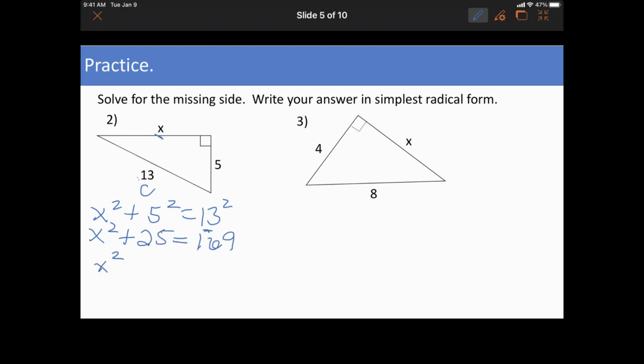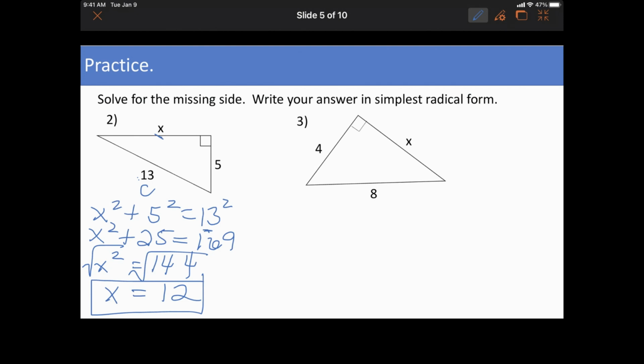Okay, gonna subtract. All right, and we're gonna take the square root. Now when you take the square root, it is plus or minus 12. However, because we're talking about a length of a side of a triangle, that can't be negative. So we only take the positive. The answer is 12.